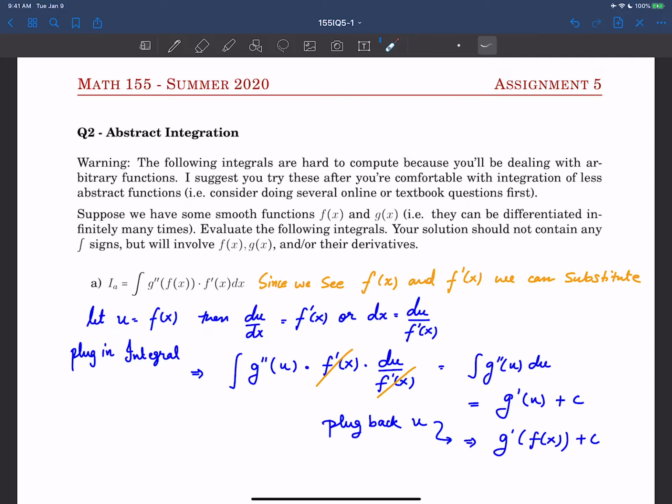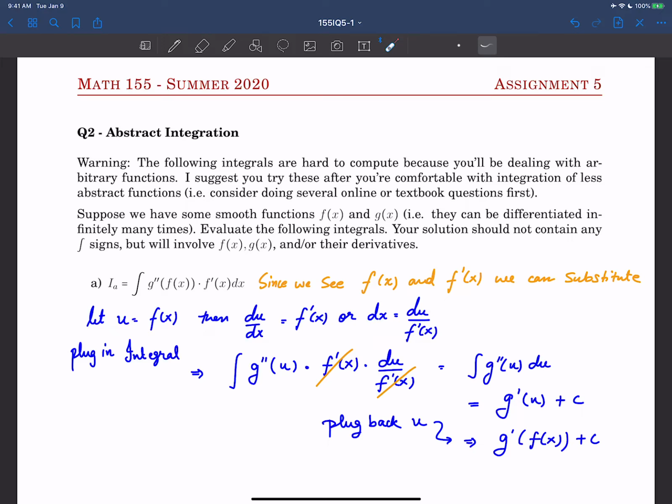And when you plug all these things into the integral, you see the magic happening. When you plug it in, this becomes g double prime of u. And then you have this f prime of x hanging out there still. But when you substitute for dx, that du divided by f prime of x cancels this f prime of x. So now you have a very simple integral.